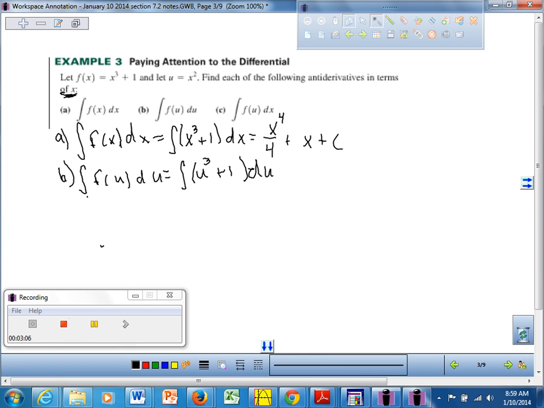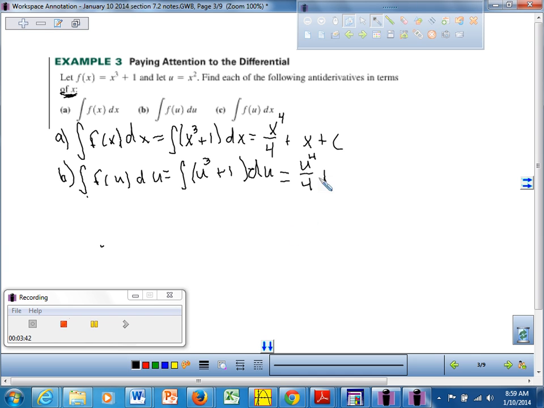So how would you do f of 3? 3 cubed plus 1, right? So don't make it difficult. It's just f of u, we're plugging in u instead of x. In the end, we'll come back to our x's. But for the integration, they want us to do it in u and du. Okay. All right? So here we get what? U to the 4th over 4 plus u.